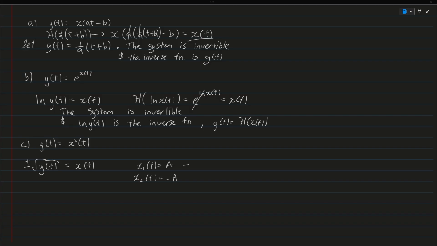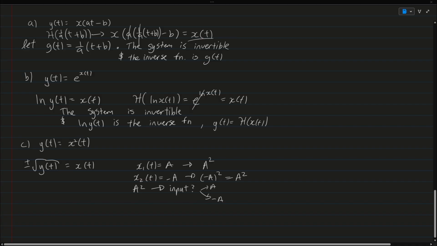So what are we going to get? We're going to get a squared here, and then here we're going to have negative a squared by the system, which is also equal to a squared. Now the problem is that we cannot invert the system, because the whole point of invertibility is that if I give you the output a squared and I ask you what was the input that gave me a squared, you can't tell me exactly which one it was, because it could have been a or it could have been negative a. So we have 2-to-1 mapping in this case, and that's why it doesn't work.